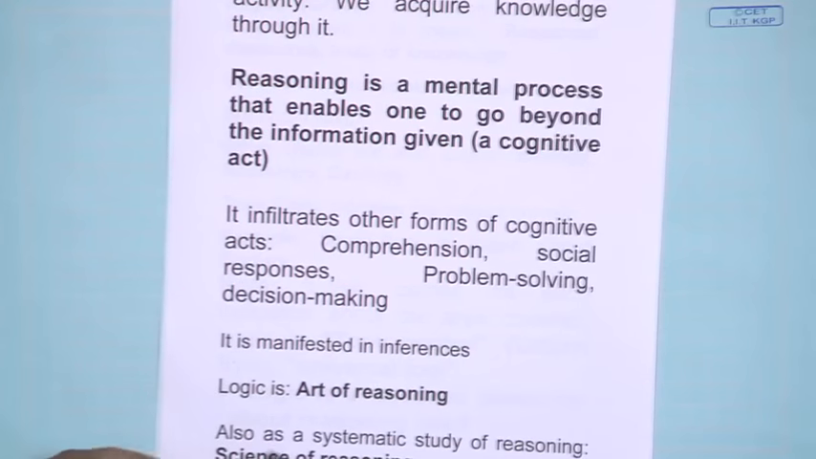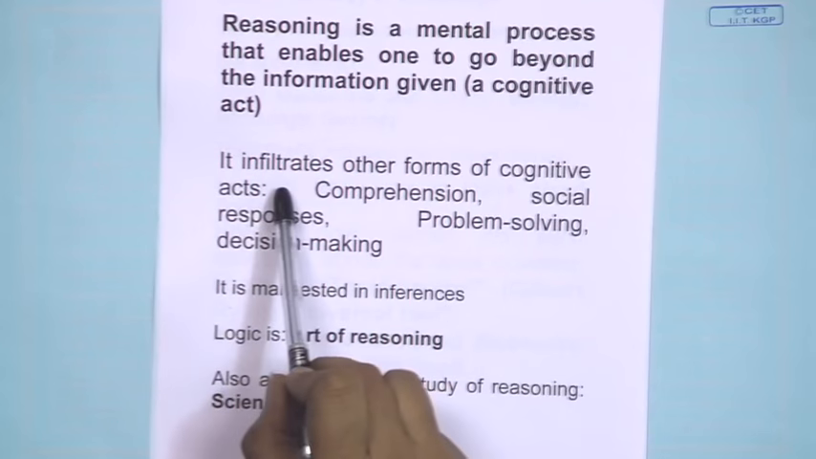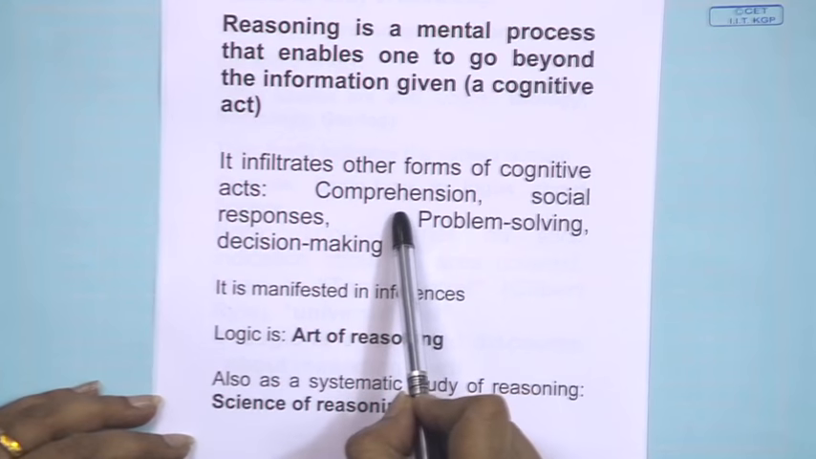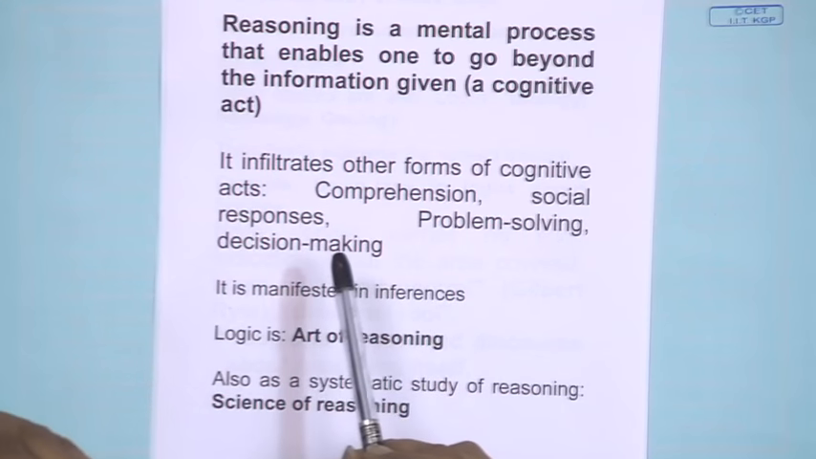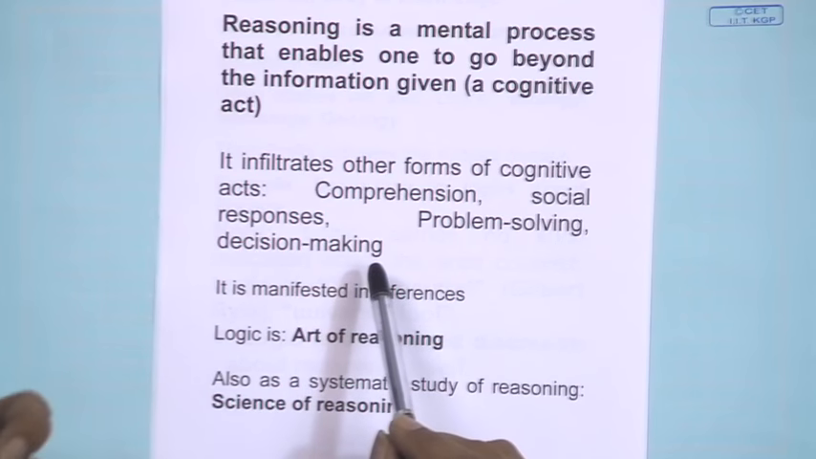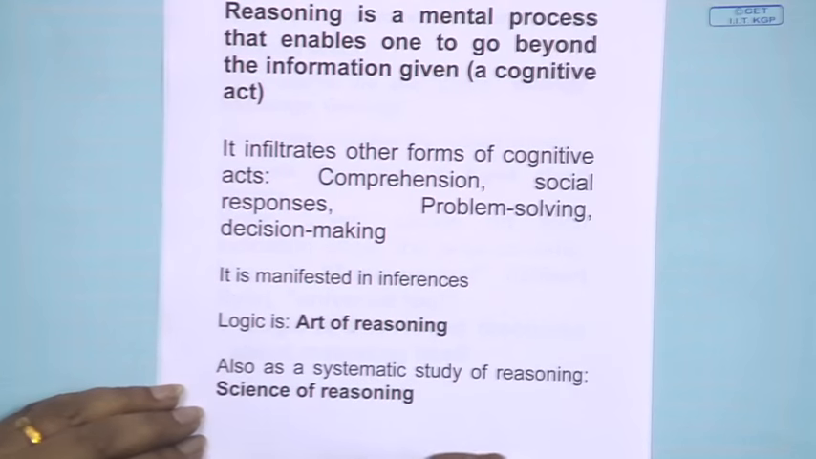But what I am trying to tell you is that reasoning is a very fundamental kind of cognitive activity, and it actually shows up in other forms of cognitive activity. For example, when you are understanding something, what you are reading are words, but then from that you are making meaning, and that meaning making has to be done on the basis of reasoning. Similarly, social responses: you see somebody sitting or you see somebody waving at you, and then what is the appropriate social response? You are quickly going through the reasoning to get that appropriate response out.